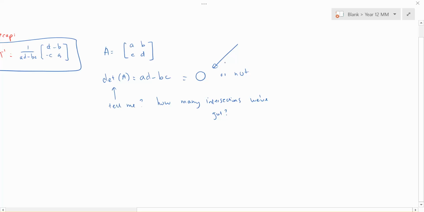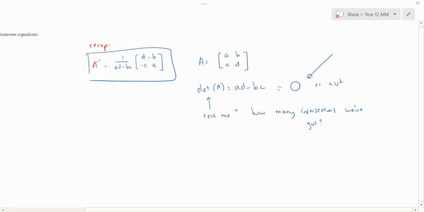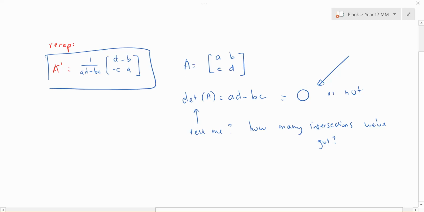Why does it matter if it equals 0, Rachel? What doesn't exist? The intersections don't exist, but how do we know? What are we looking at, Anne Sarah? Fantastic. So this is all tying together.